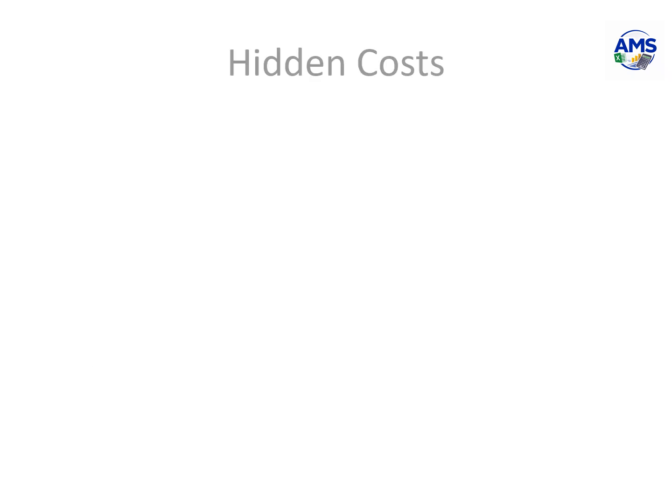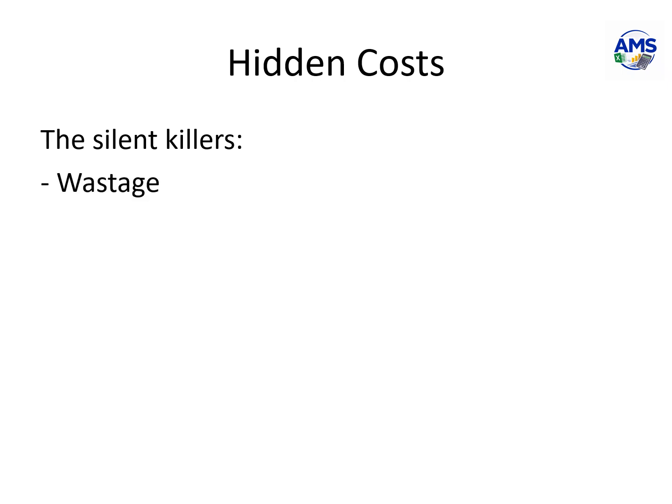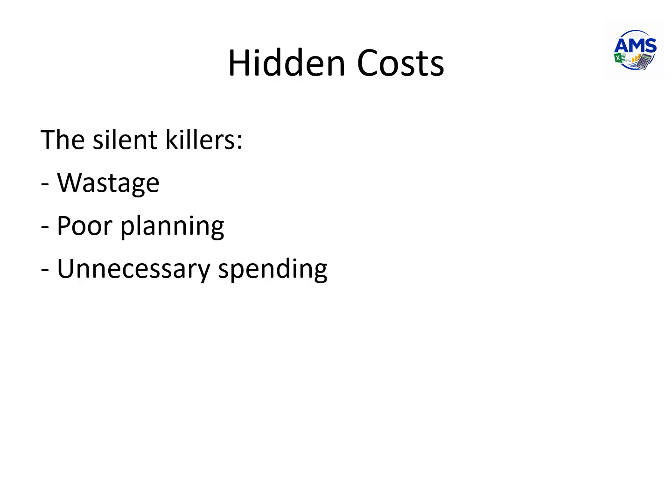Let's look at the hidden cost. The hidden cost is the silent killer. These are the most dangerous. Examples include the wastage, poor planning, unnecessary spending, time lost. These are why many businesses fail without knowing why.